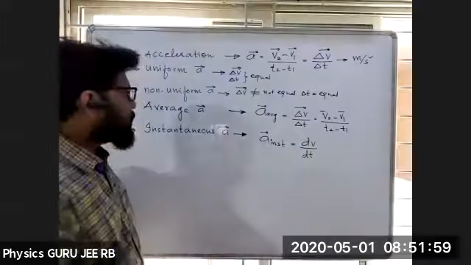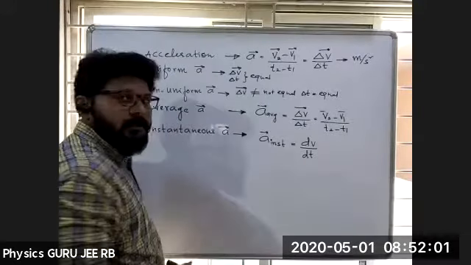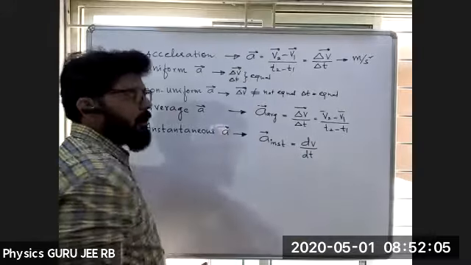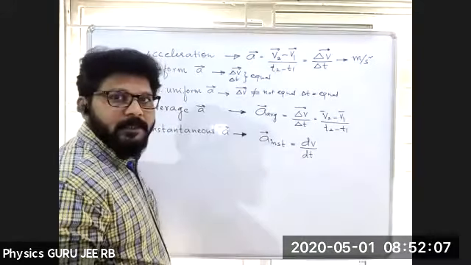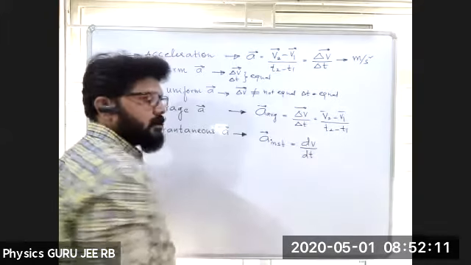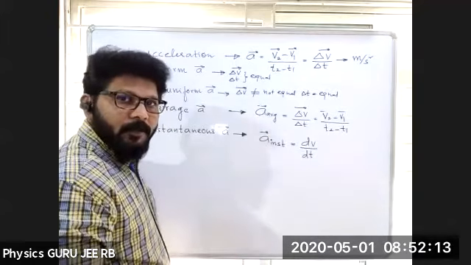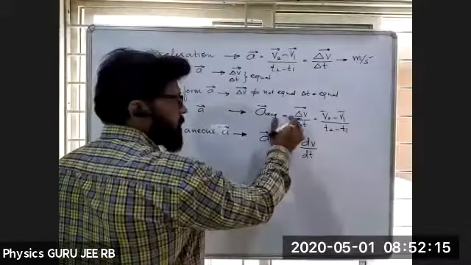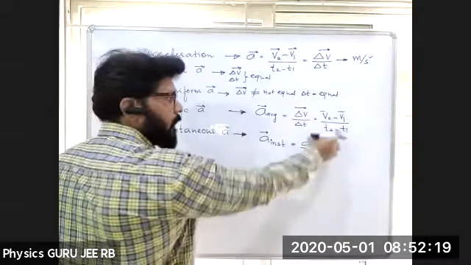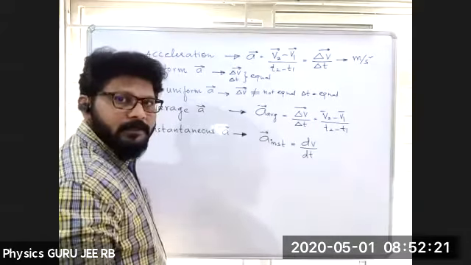Okay. Now coming to average acceleration. See, there is no difference in representation between acceleration and average acceleration. So average acceleration again is the rate of change of velocity, which can be represented as delta V by delta T, or V2 minus V1 divided by T2 minus T1.